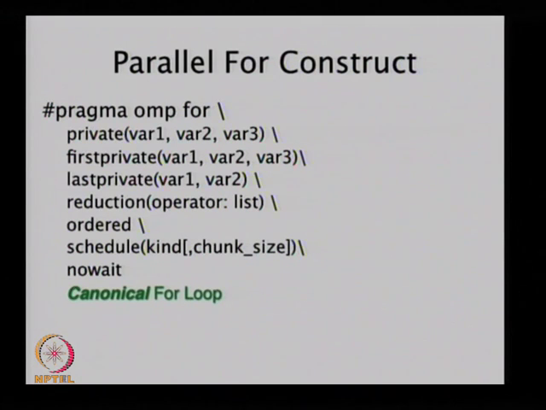We already talked about this: there is an implicit barrier at the end. If you don't want that barrier, and we'll see some examples where you may not want it, you can simply say nowait. Then whoever is done with the for loop or their part of the for loop can go on and do other things.